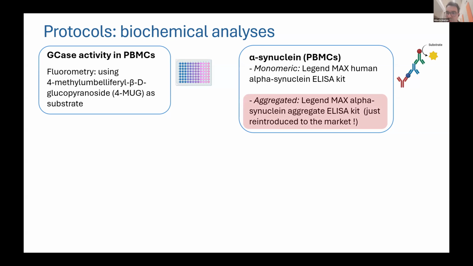In particular, the blank of the standard curve was abnormally higher in the last experiment we did at the start of 2025. Next, the kit was withdrawn from the market, and it has just been reintroduced in the last month. So we are going to do the first experiment next month to see if the results are reproducible compared to our old experiments. And if you have any suggestions on other ELISA kits that are useful for the evaluation of aggregated alpha-synuclein in PBMC, we are very happy to take any suggestion, of course.